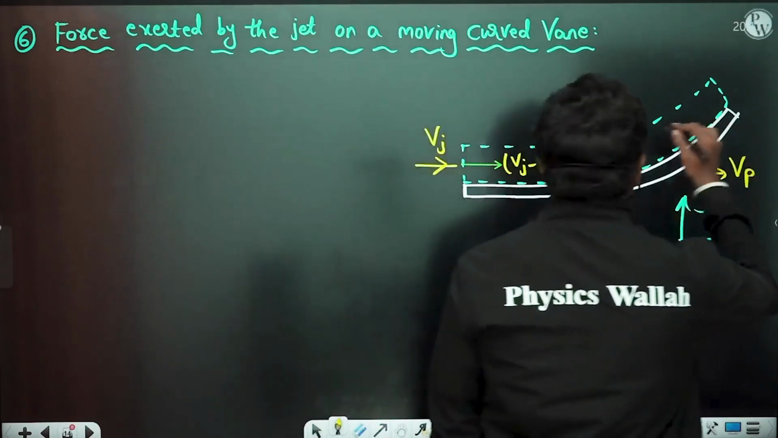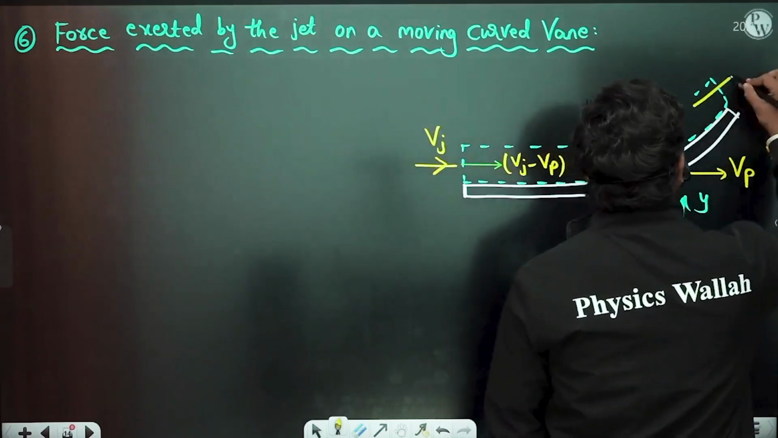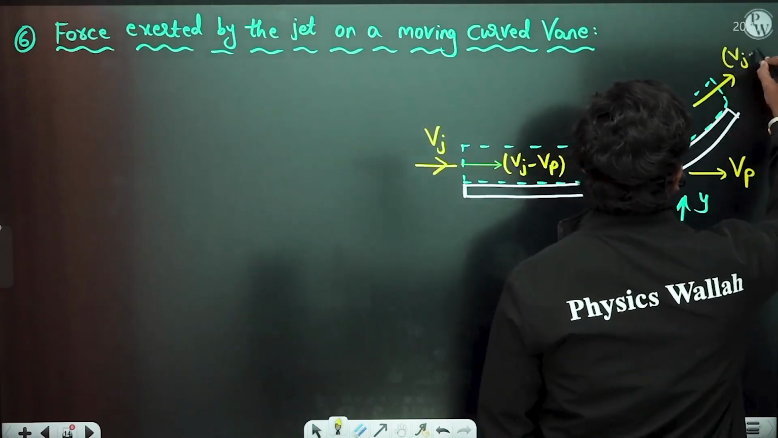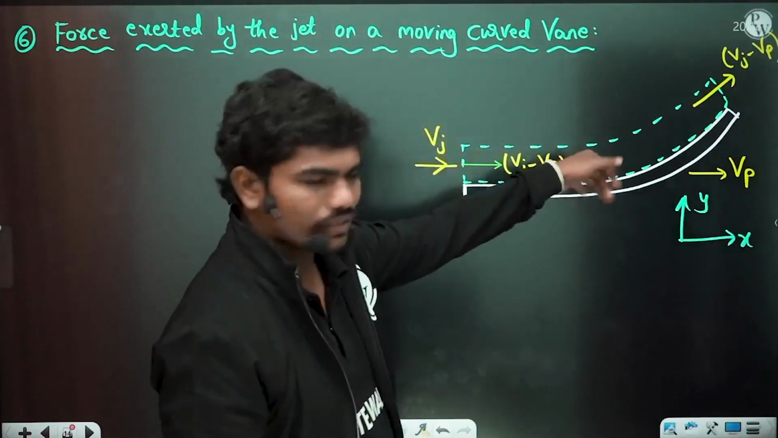So let us suppose whenever there is no friction along this vane, then this velocity is also vj minus vp. Vj minus vp, correct? Because along the plate there is no friction, we are assuming.